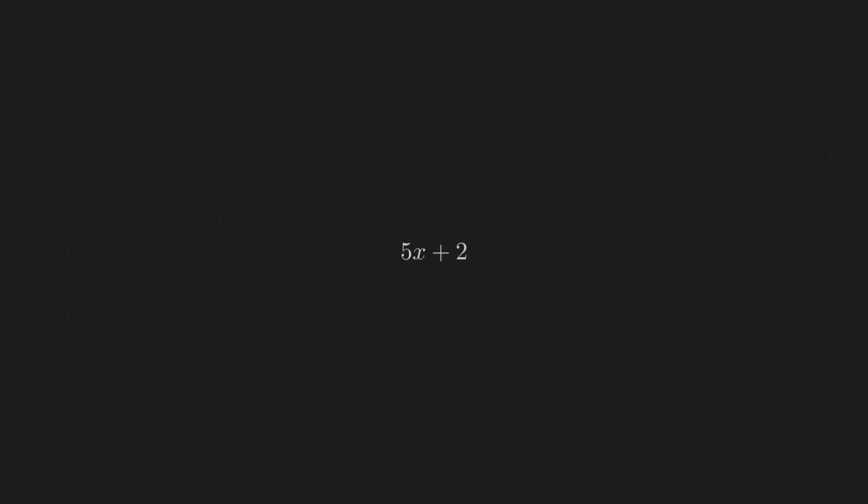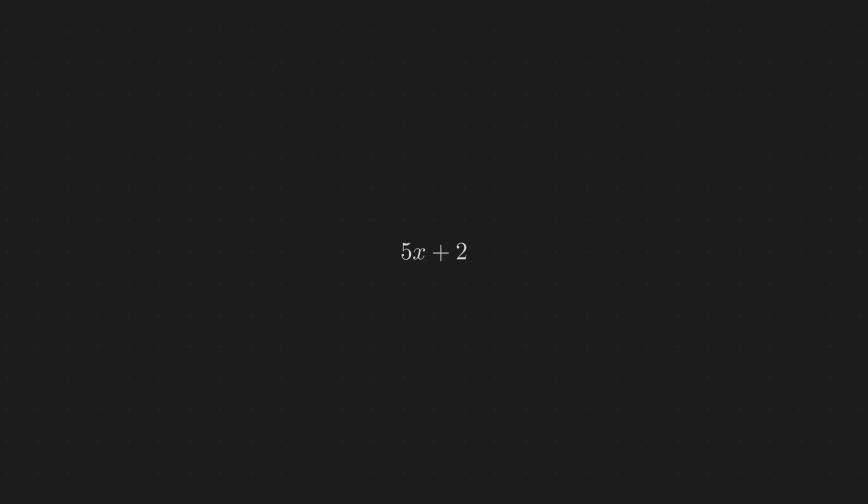Take the expression 5x plus 2. This expression has two terms, 5x and 2. The coefficient is 5 because it is the number multiplied by the variable x. The constant is 2 because it is a plain number with no variable attached to it.